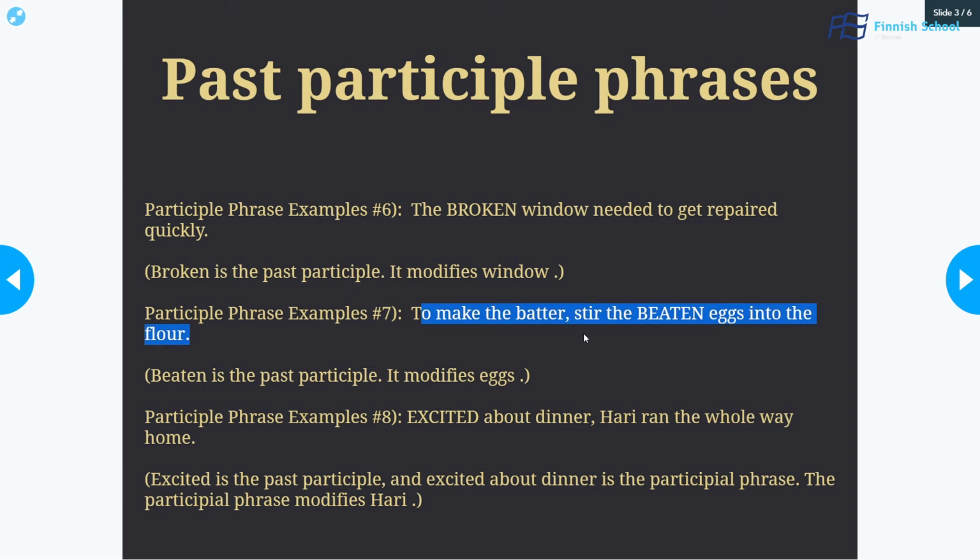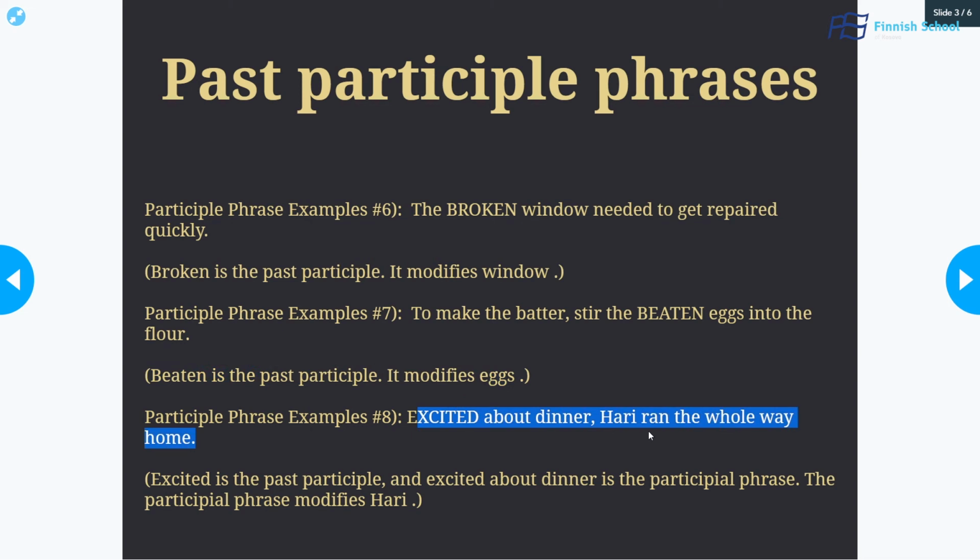To make the batter, stir the beaten eggs into the flour. Here we can see that the beaten eggs is the past participle phrase because it's the only phrase that describes the eggs in this case. So beaten, past participle, it modifies the eggs. Let's take a look at the last example.